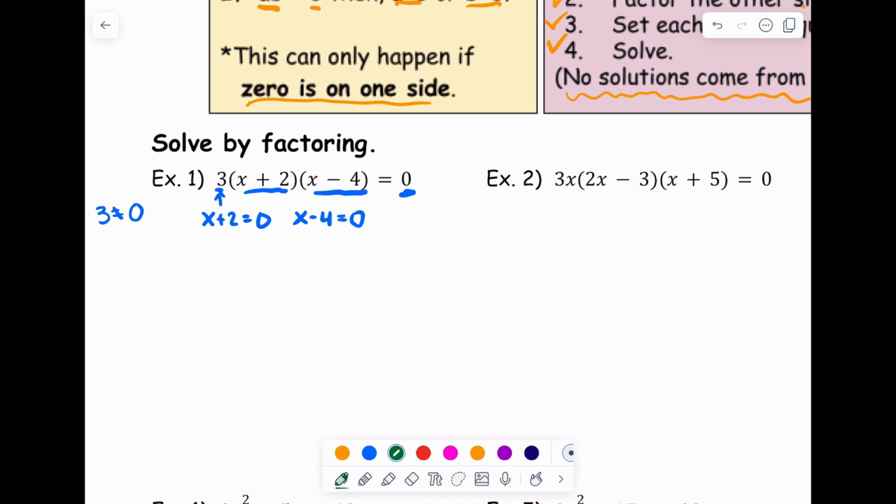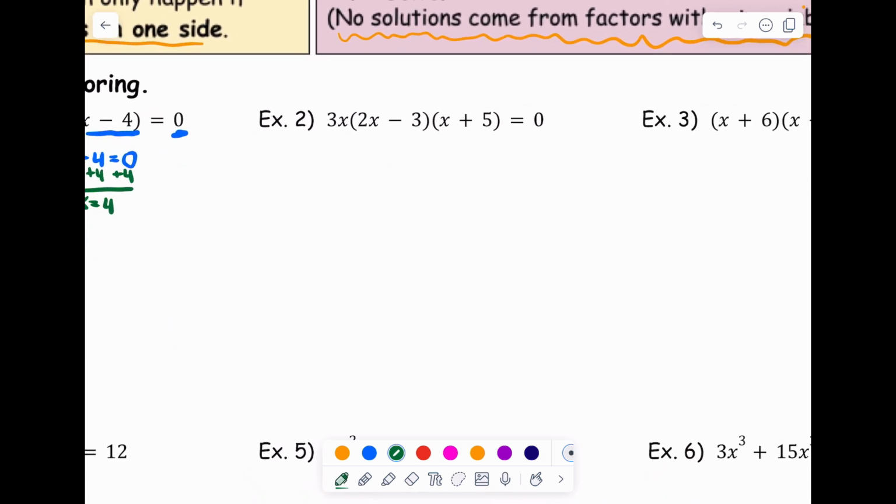And we set each one of the factors that have variables equal to 0. Okay, so now once we have each factor equal to 0, we solve them, subtracting 2. So x is equal to -2. We add 4. So x is equal to 4. So in this situation, the two x values that will make this true are -2 and 4. Notice how this is not an ordered pair. It is a list of values that will make the equation balanced.